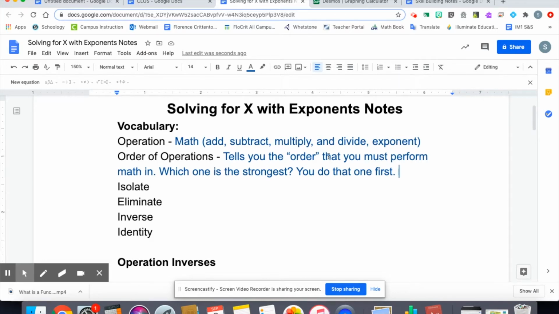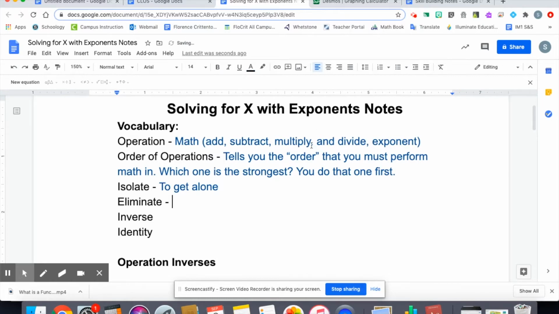However, our goal of these notes is to solve for x. And in order to solve for x, you always do backwards order of operations. Our goal to solve for x, another word for solve is to get it alone. So our goal is to get x all alone. And a big word for get it all alone is isolate. So isolate means to get alone.